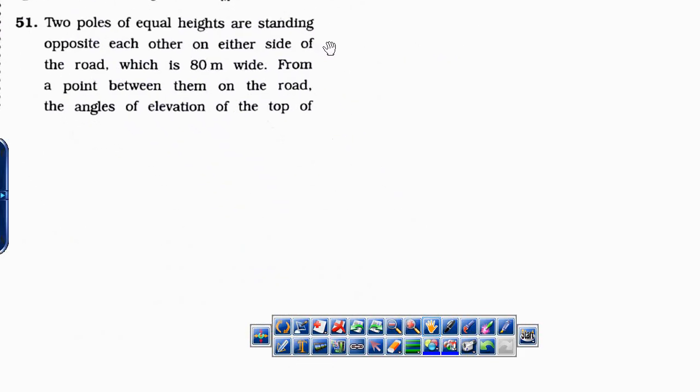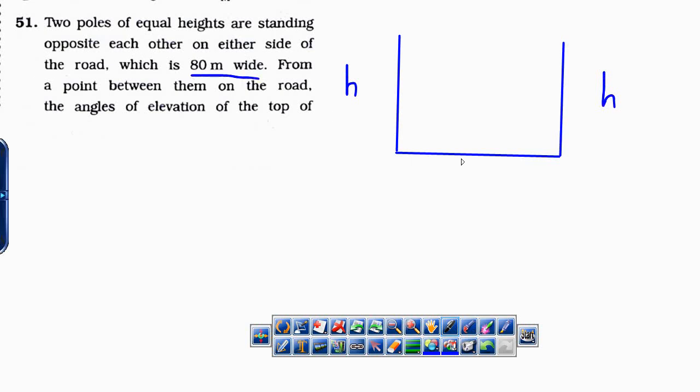51. Two poles of equal heights. This is also a textbook sum. This is the road. This is the first pole. This is the second pole. Both the poles are of equal heights h. Two poles of equal heights are standing opposite each other on either side of the road, which is 80 meter wide.